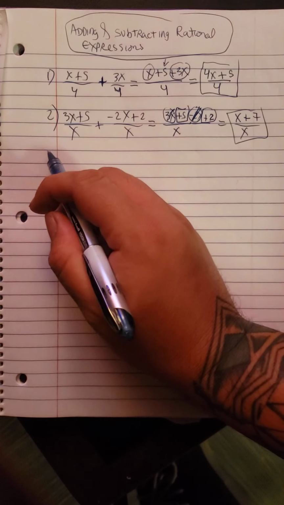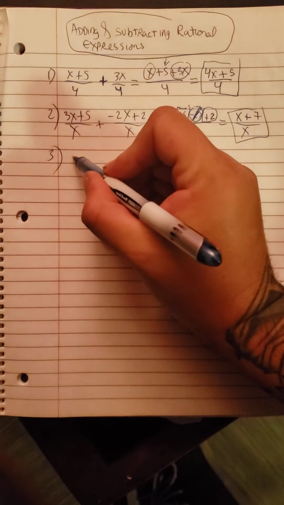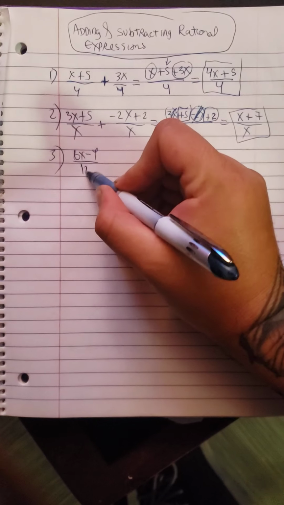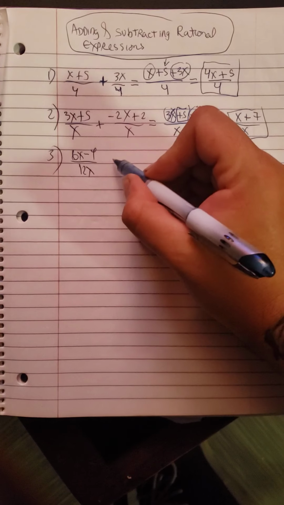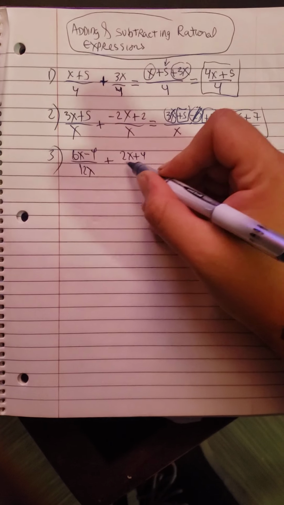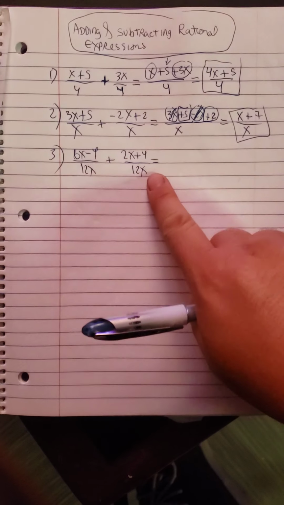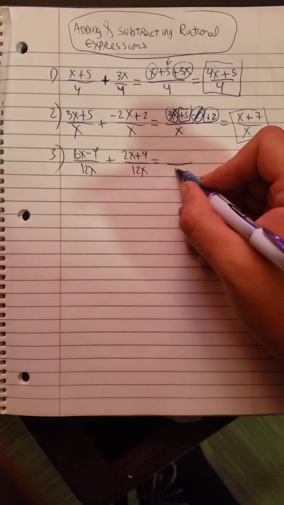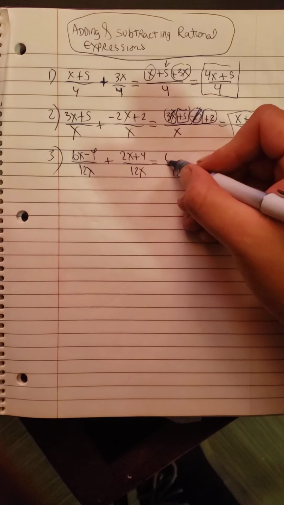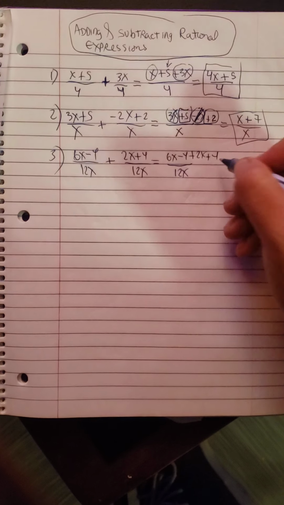Okay. Example number 3. I have 6x minus 4 over 12x plus 2x plus 4 over 12x. The denominator is the same. Combine everything together. I have 6x minus 4 plus 2x plus 4.